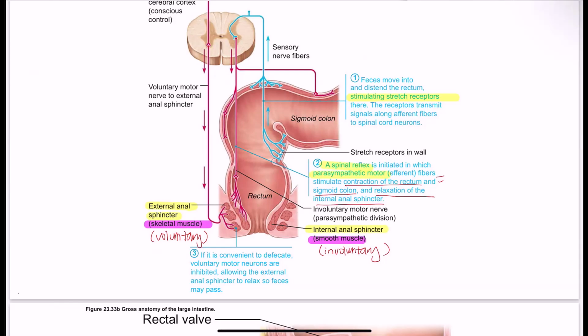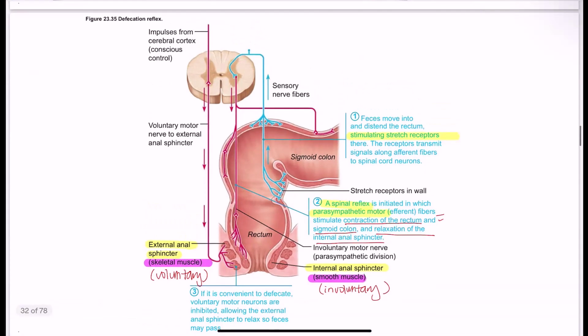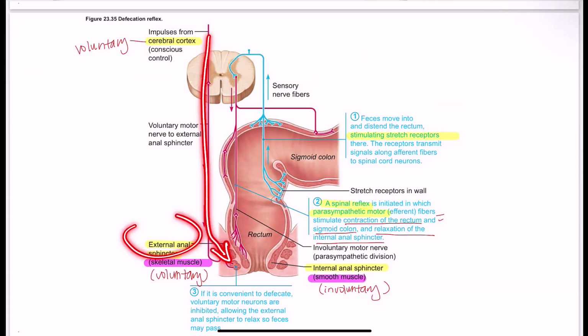So then once that internal anal sphincter is a little bit relaxed, that's this internal one, if it's convenient to defecate, according to your textbook, then we initiate a process in our brain. It's from the cerebral cortex. Remember, the cerebral cortex is for the conscious mind, which means that's the voluntary part of our brain. And that voluntary part of the brain activates the external anal sphincter to allow the relaxation and passage of feces.